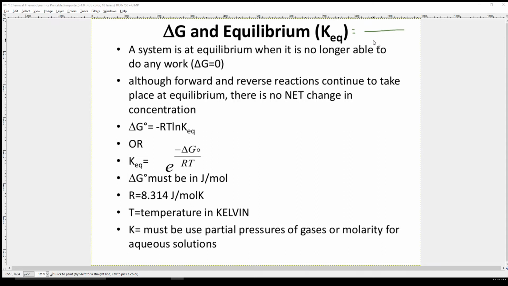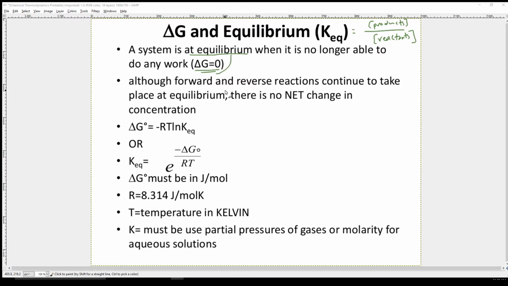It's either partial pressures or concentrations of the products over the concentrations of the reactants, or you could do the whole thing with partial pressures. Okay, so here's a definition. A system is at equilibrium when it is no longer able to do any work. In other words, when delta G is equal to 0, it is at equilibrium. This is something good to remember.